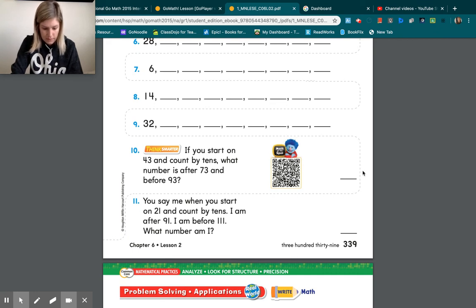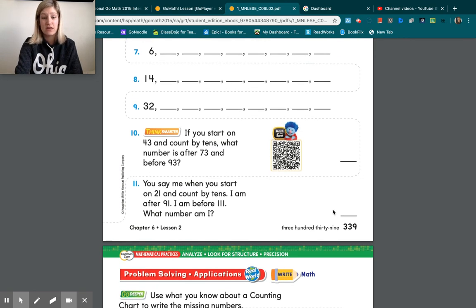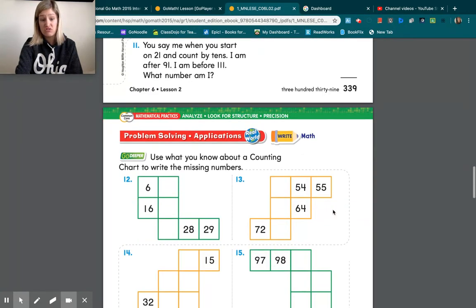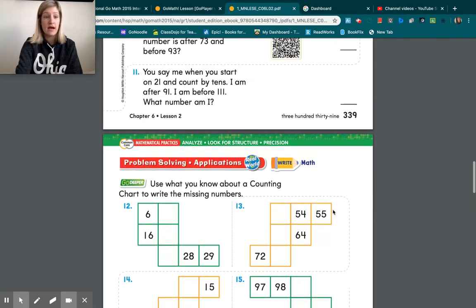Okay, you guys. Yep, so you're going to stop on page 339. If you want a challenge, you can go to this page, but you do not need to do it.